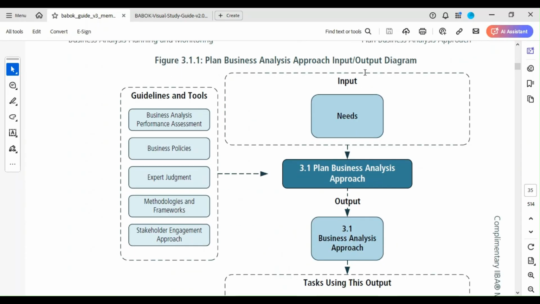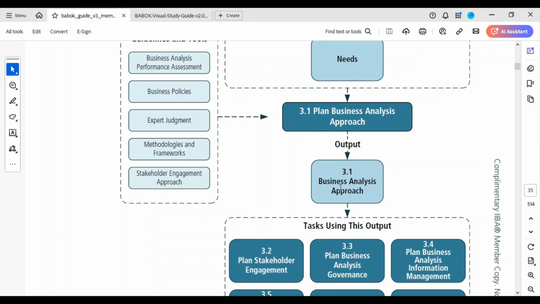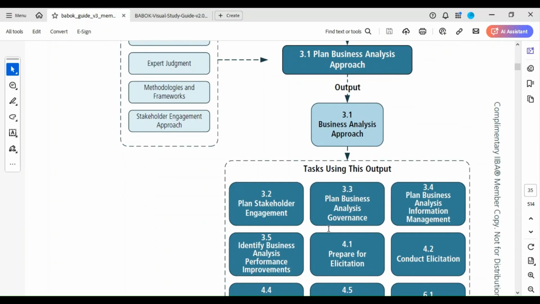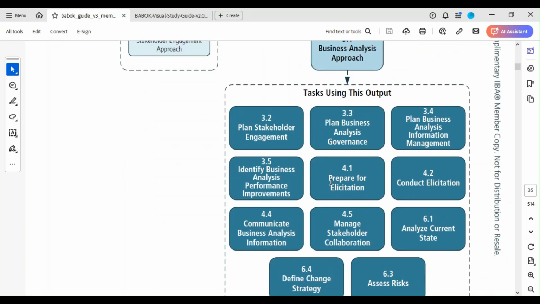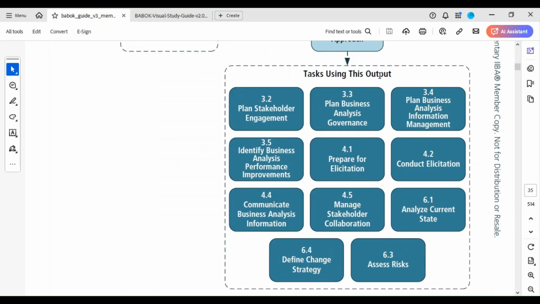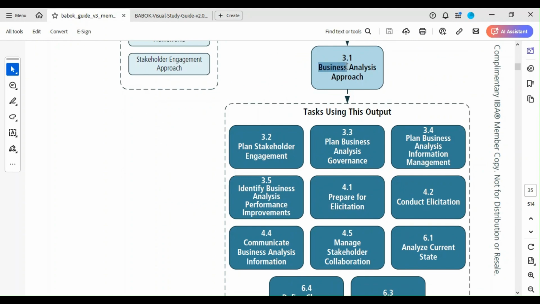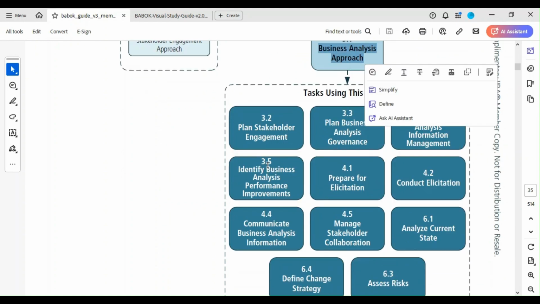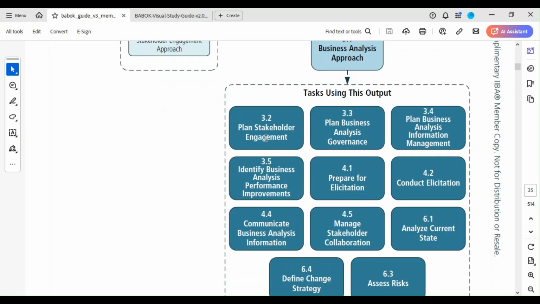Now, plan business analysis approach, input-output diagram. So remember, the input is need. You are planning the business analysis approach, and the output is the business analysis approach. And the tasks using this output, please don't get confused, are these. When you plan your stakeholder engagement, you will need to know the task that comes out of the business analysis approach.